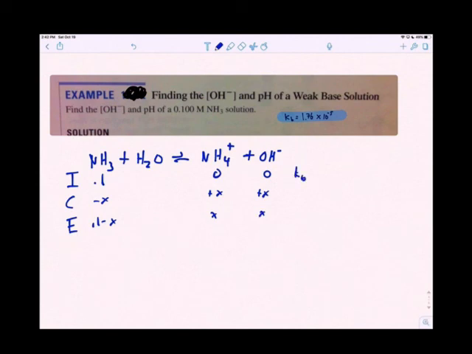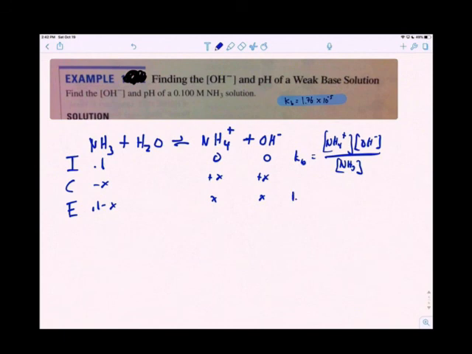And the Kb is going to be the products, NH4 plus and hydroxide, all over ammonia, like so. Why don't we include the water? Water is a solvent, so this is all aqueous, and you do not include liquids in equilibrium constants, if you recall. So then 1.76 times 10 to the minus 5 equals x squared over 0.1 minus x.